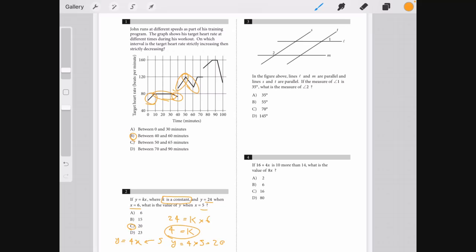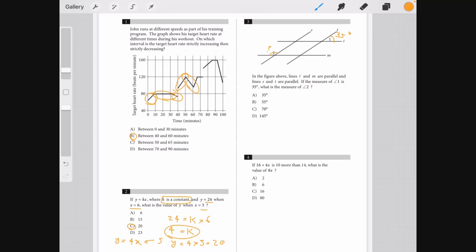All right, next question. In the figure above, lines L and M are parallel. And lines S and T are parallel too, all right? If the measure of angle 1 is 35 degrees, so this is 35 degrees, what is the measure of angle 2? One of the easiest questions.